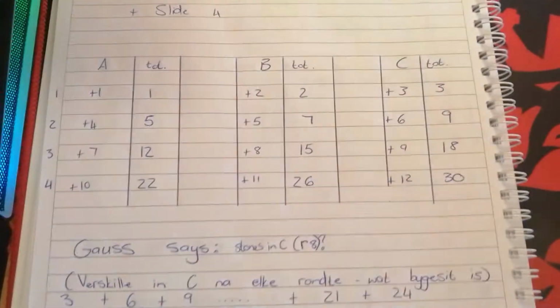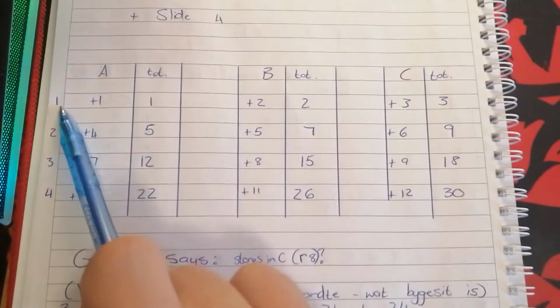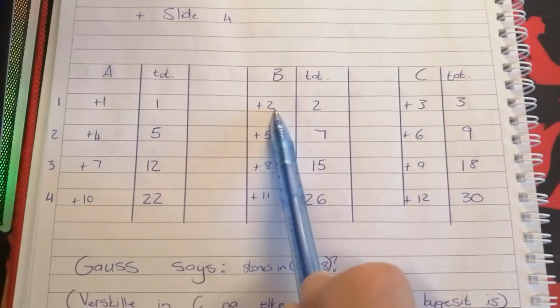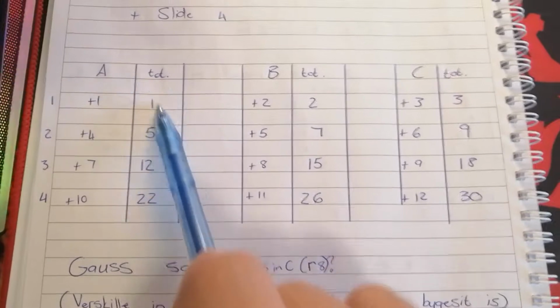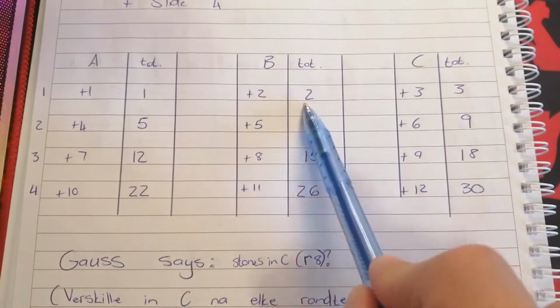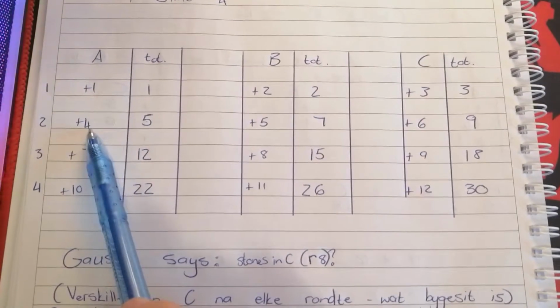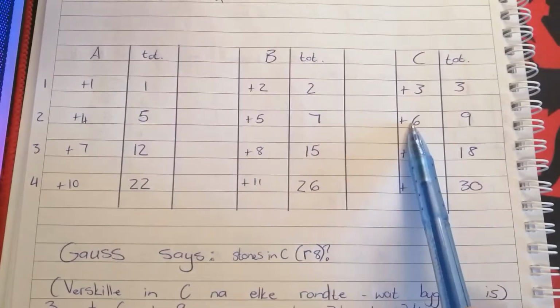Right, so over here, just through the table that we did in our TUT, in round 1, you have 1 added into A, 2 into B, 3 into C. So your total in A is then 1, total in B is 2, and your total in C is 3. In round 2, you're adding 4 to A, 5 to B, and 6 to C.